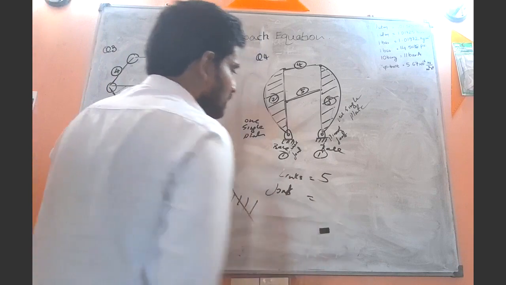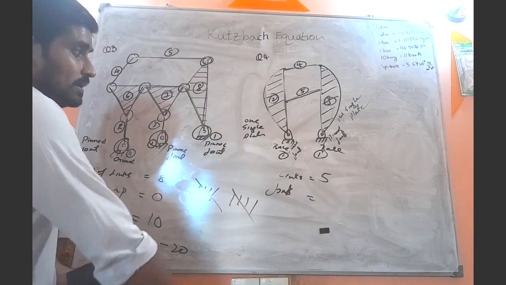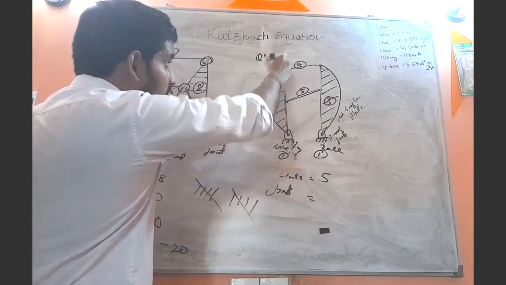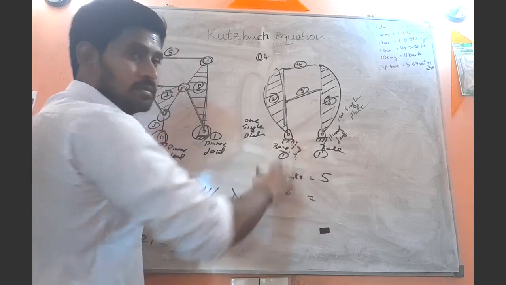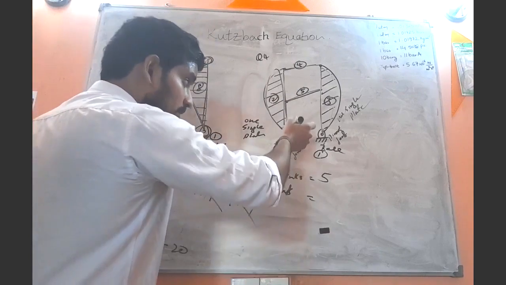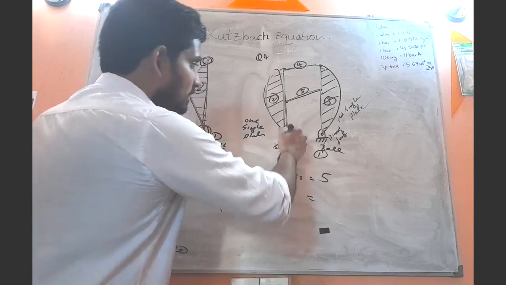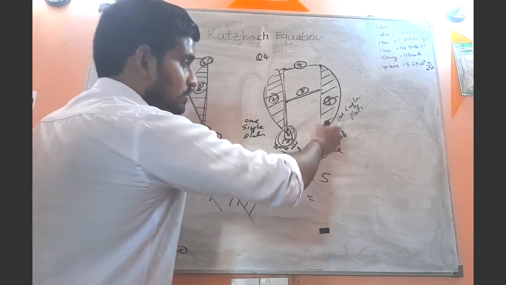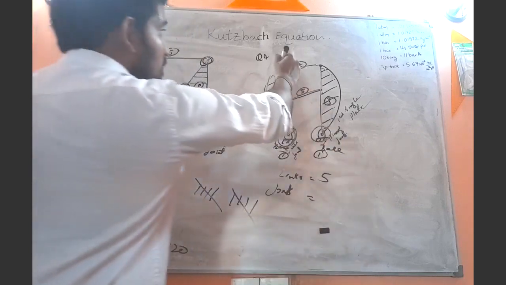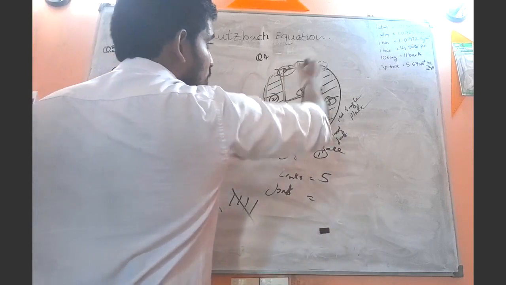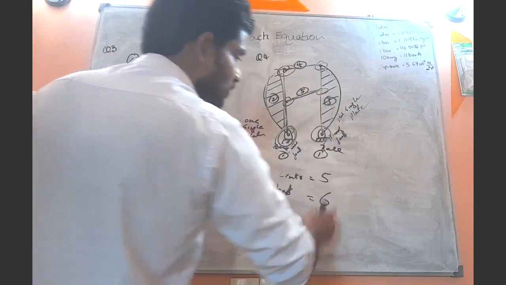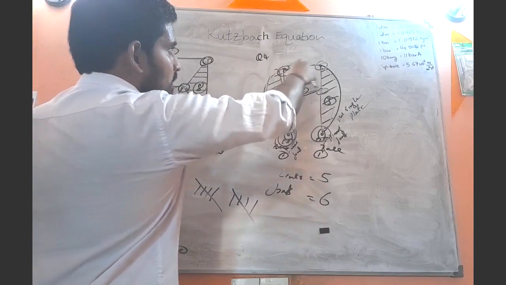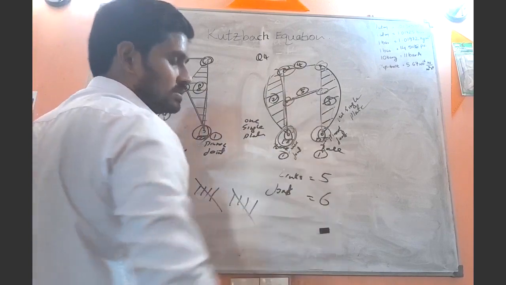right? And you know that this single plate is connected to the base with the help of this pinned joint, right? So here we have joint number 1, and here also in the same manner joint number 2, 3, 4, 5, 6, total 6 joints, right? Joint number 1, 2, 3, 4, 5, 6 joints.